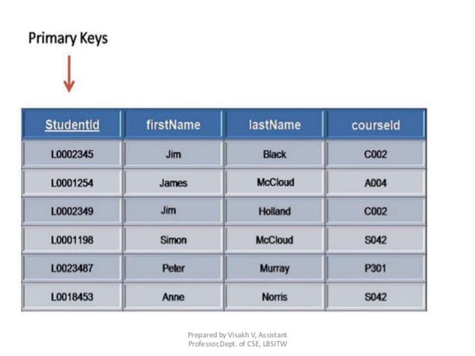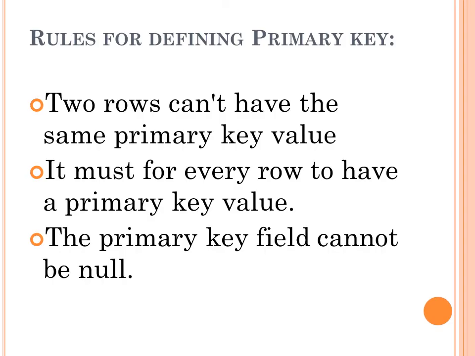Primary key must be unique. Every student's CNIC number is always unique, so we can set it as the primary key. So roll number can be a primary key because it is always unique.